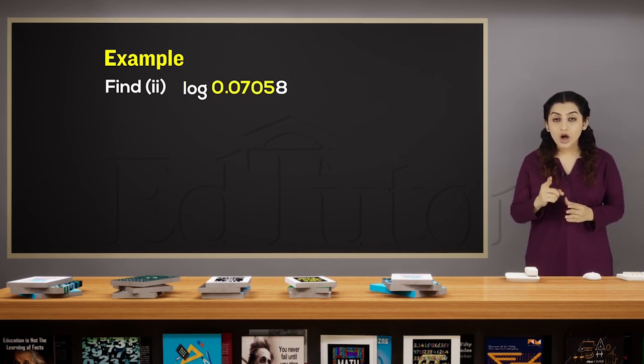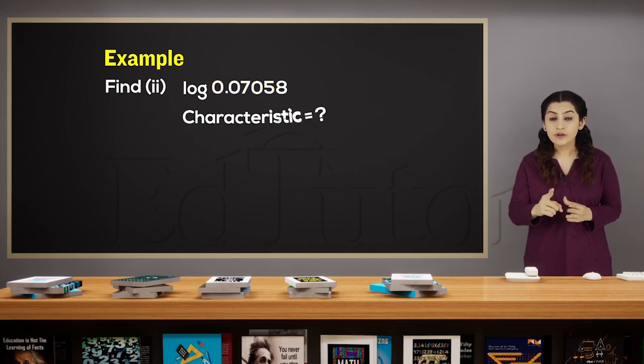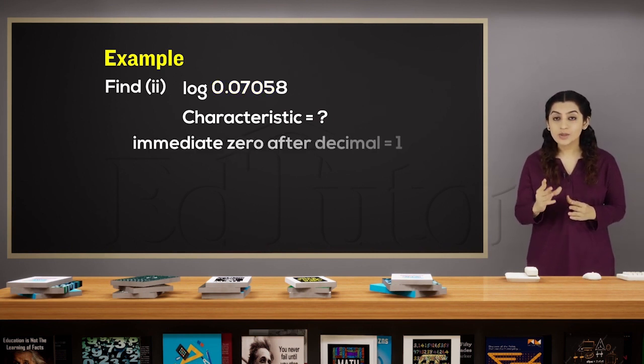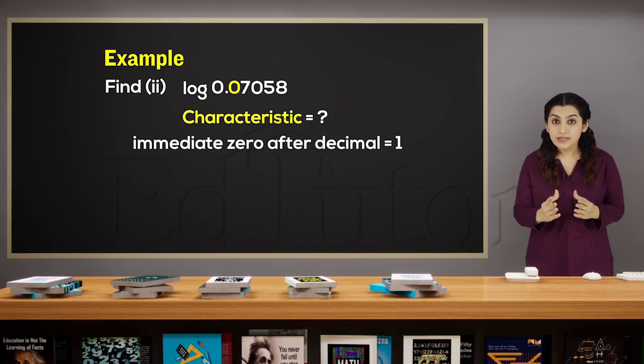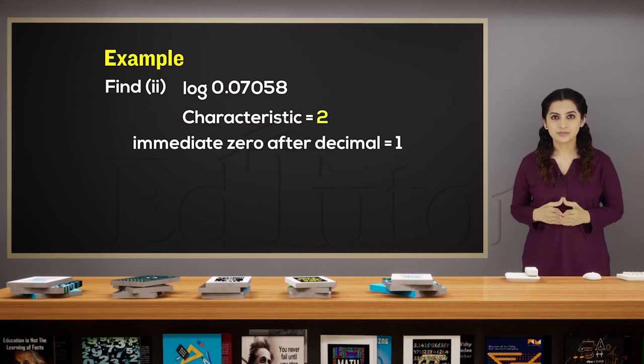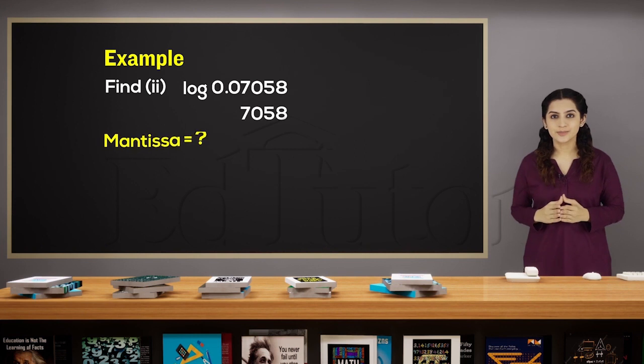To find the log of 0.07058, we first have to find its characteristic. Since this number is lesser than 1, the characteristic would be negative. And since it has only 1 zero immediately after the decimal point, the characteristic becomes -2 according to the rule. It is written like this and read as bar 2.